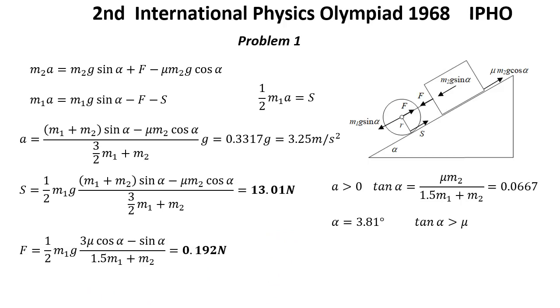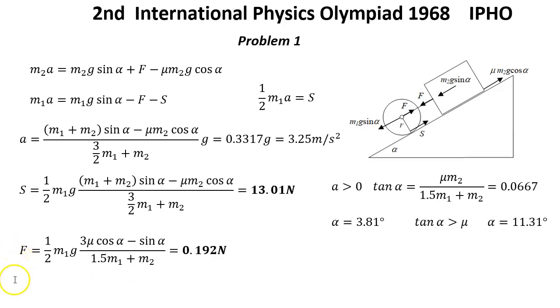It means that alpha is 11.31 degrees. Tangent alpha greater than mu, and the critical angle is 11.31 degrees. If the cord is not stretched, both bodies move separately, and the critical angle for that is when F equal 0.